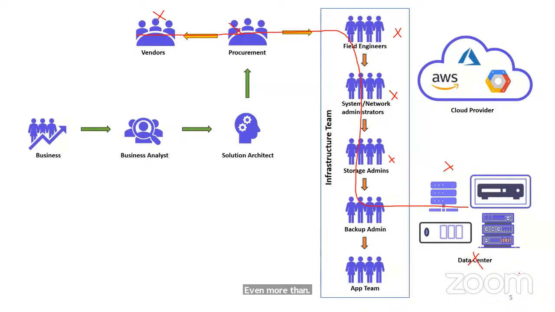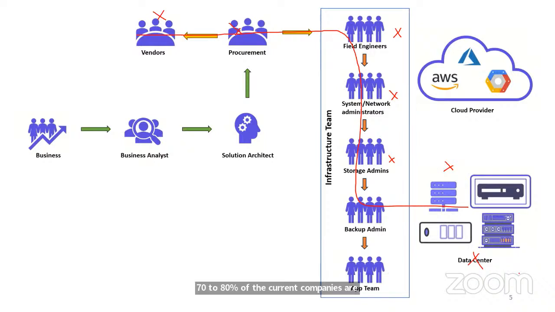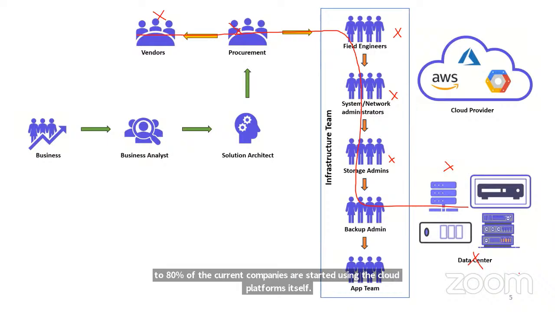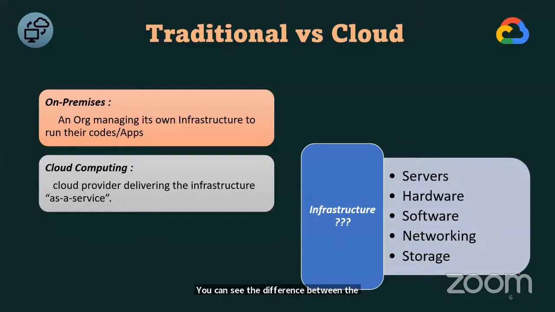So that is the reason startup companies, MNC companies, product based companies, any company nowadays has started using the cloud only. 70 to 80% of the current companies have started using the cloud platforms itself. So this is how you can see the difference between the on-premises working model as well as the cloud computing model.